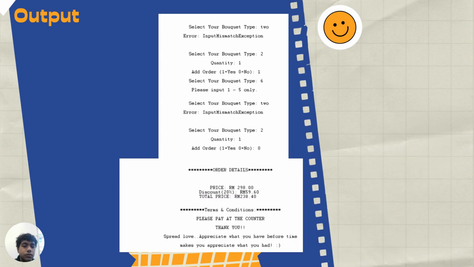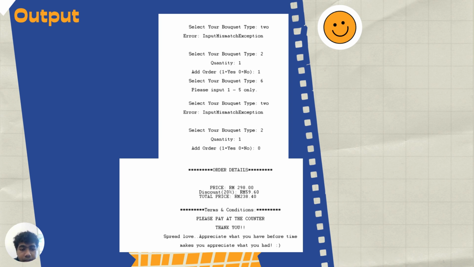And then we come to our order details output. This will output the order details of the user. The user picked bouquet type 2 only, twice. Bouquet type 1 is around 100. Bouquet type 2 is priced at 149. So 149 times 2 is 298.